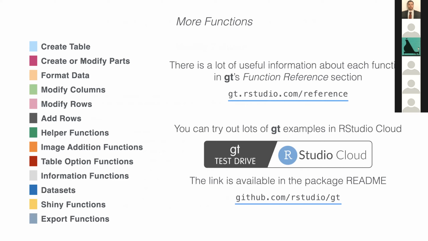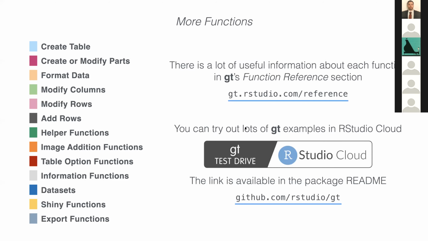The best way to learn about the functions themselves is to use gt, but also look at the reference here in gt.rstudio. This is essentially the pkgdown site for gt. It's all accessible through the README of the package in GitHub. And there's actually a button you can press called gt Test Drive. It takes you to an RStudio Cloud instance, and you can try out tons of examples. All the examples for every single function in these families are available in R Markdown documents, and you can just play with them. All you've got to do is have an account on RStudio Cloud, and you don't even have to install the package. It's pretty sweet.